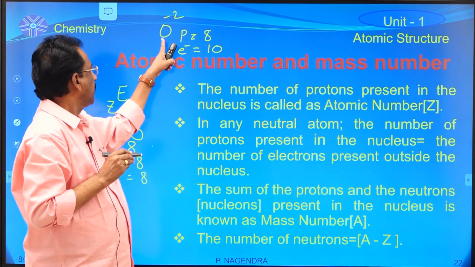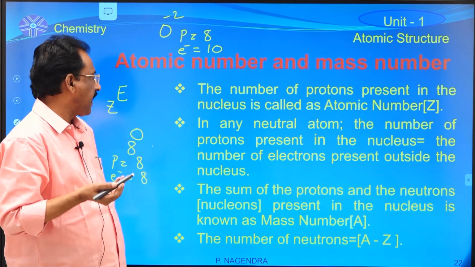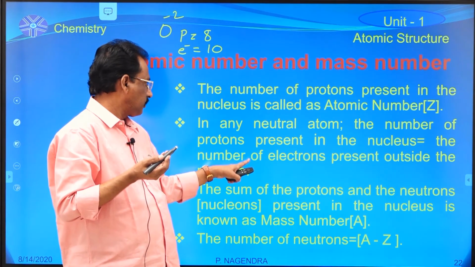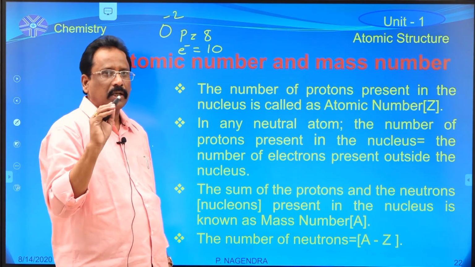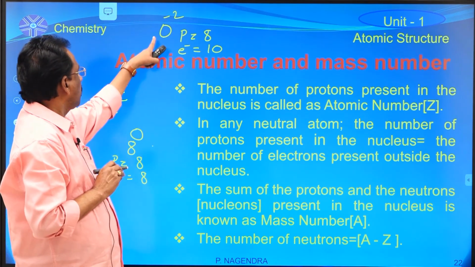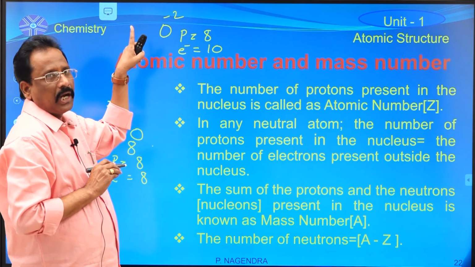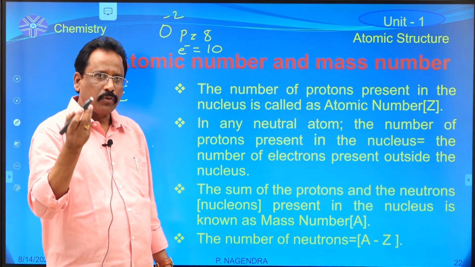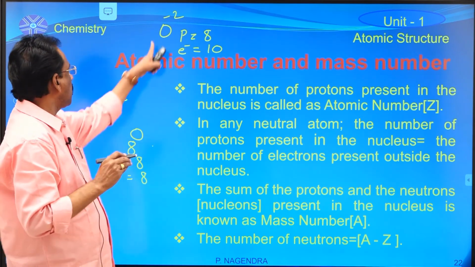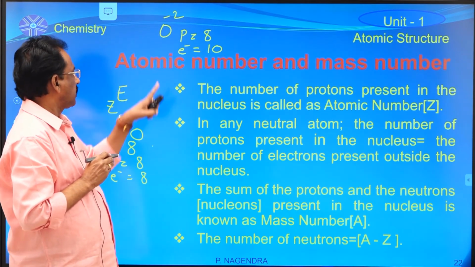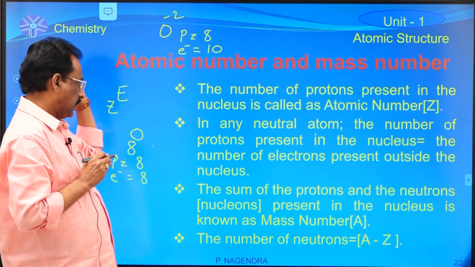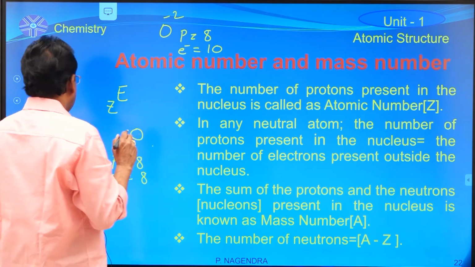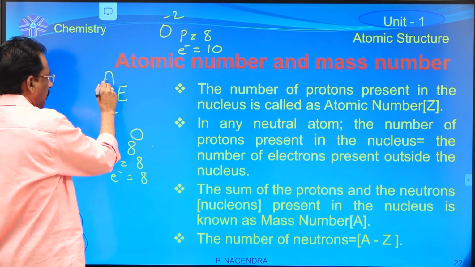That's why the charge is minus 2. So in this case, the statement that the atomic number Z, the number of protons in the nucleus, is equal to the number of electrons present outside the nucleus is not correct, because this is not a neutral atom. This is an ion. So in the case of an ion, proton number and electron number vary. In the oxide ion, the proton number is 8 and the electron number is 10. And the next one is mass number. Mass number is designated by the capital A symbol.